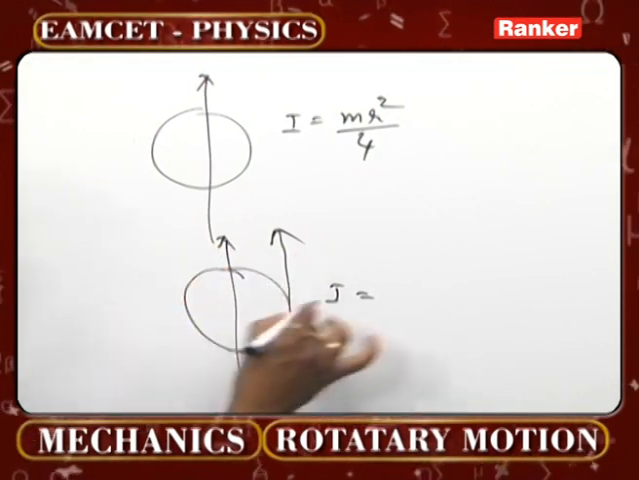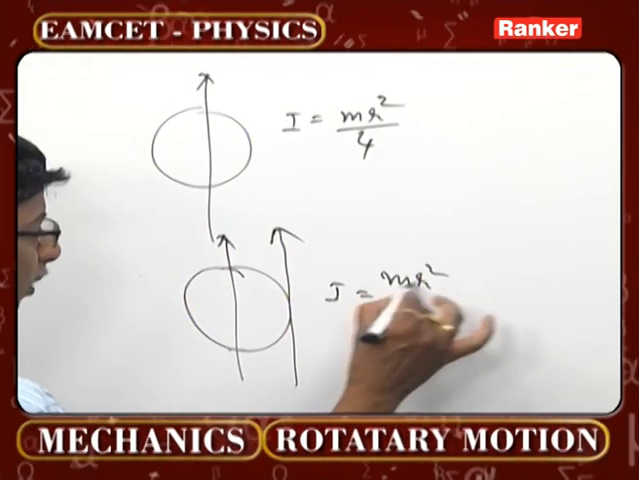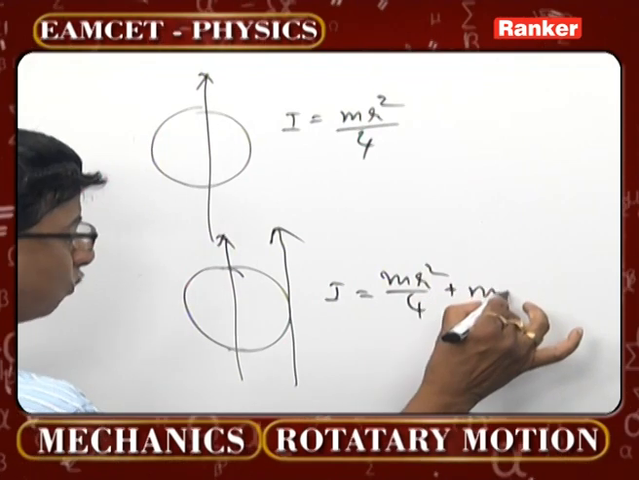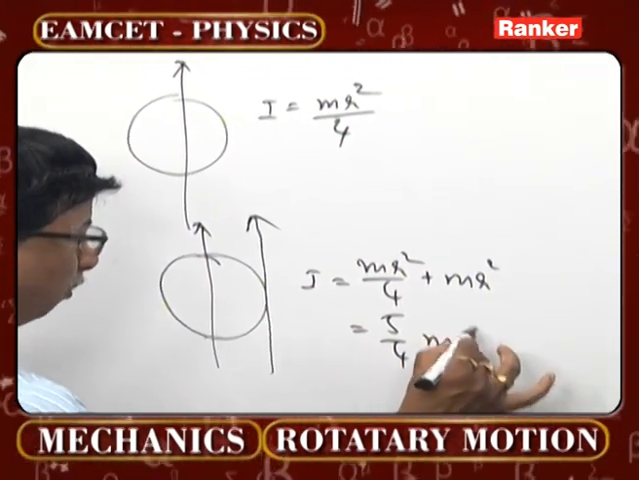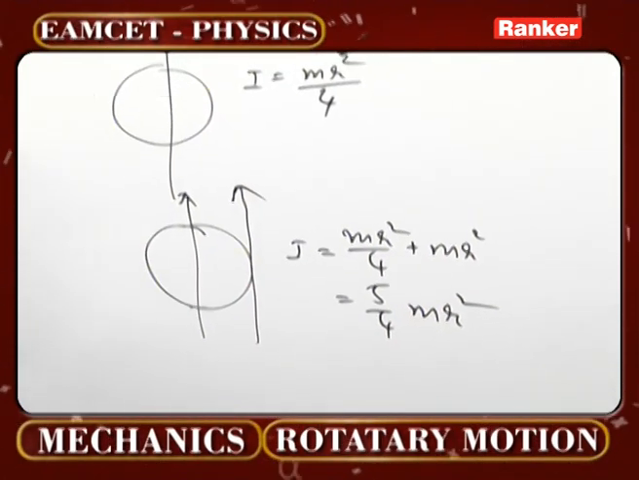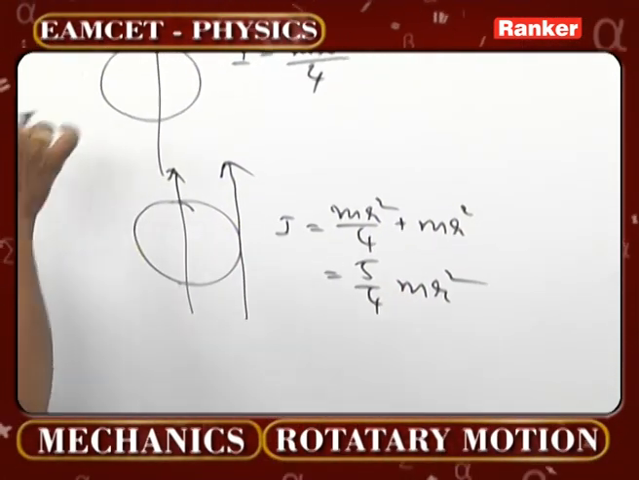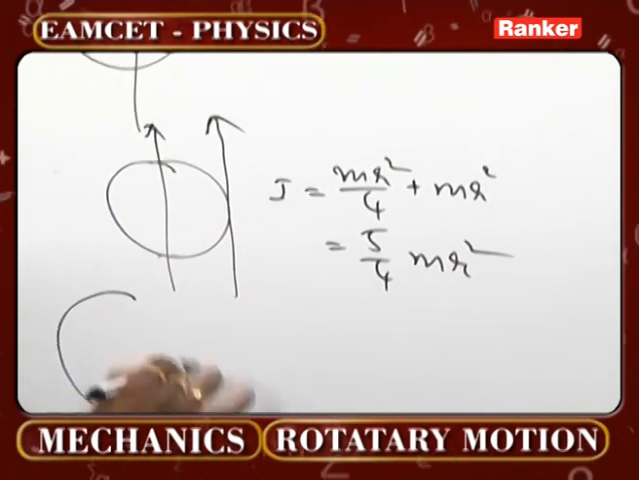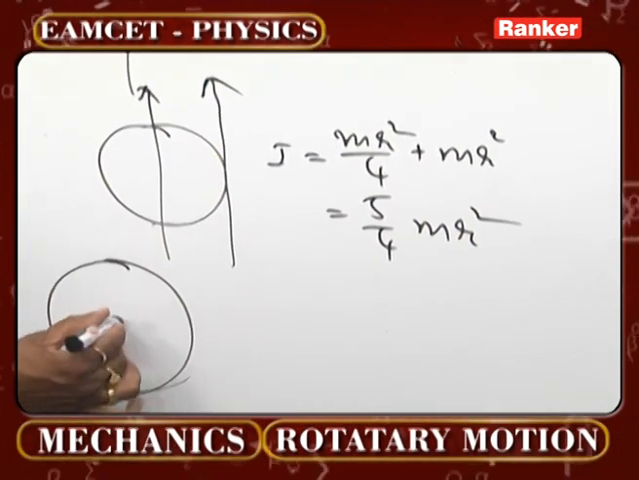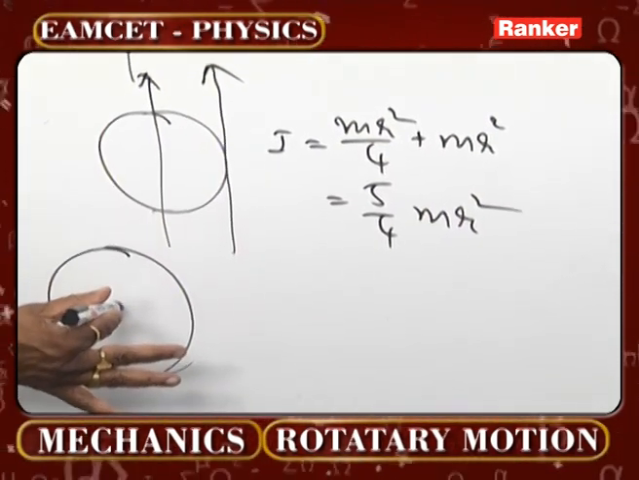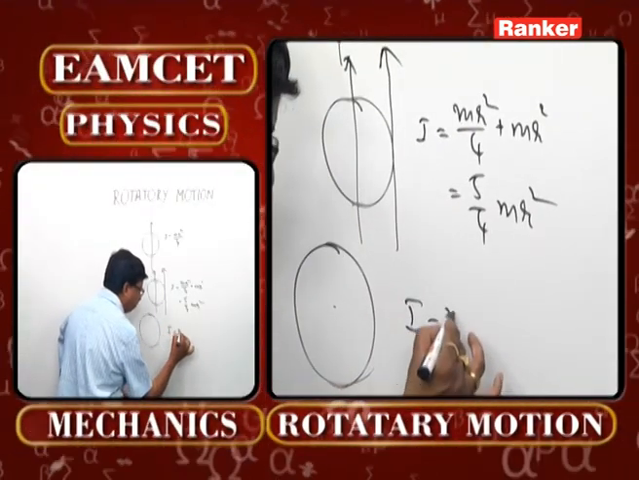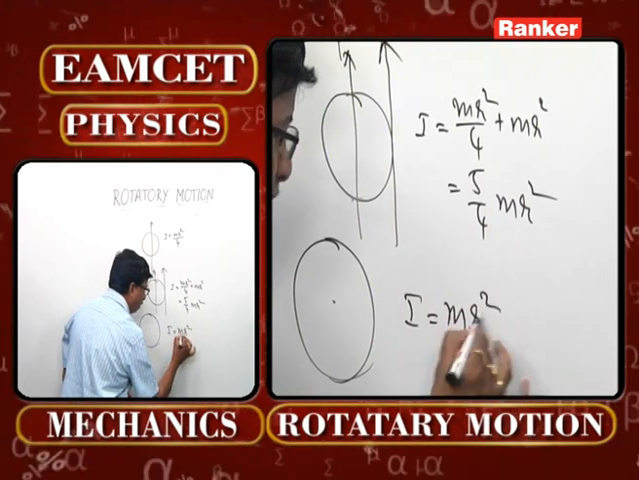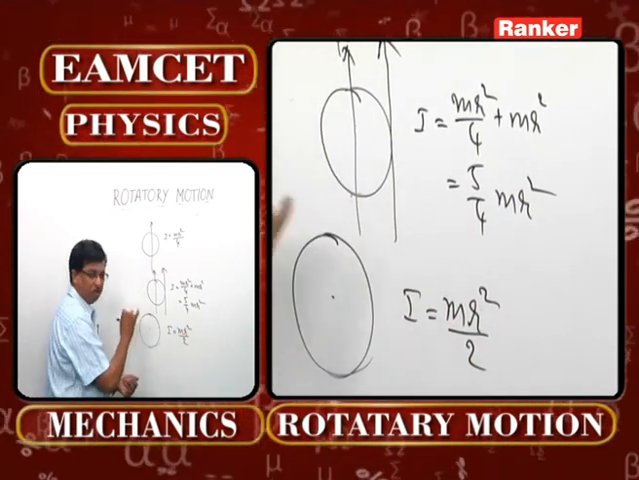According to the parallel axis theorem, mr square by 4 plus mr square. That means how much will it be? 5 by 4 mr square. That is for the second one. About its natural axis, the third one. Natural axis means about the axis passing through the center of mass perpendicular to its plane. About that one, what will be the value of I? It is mr square by 2 for a plate.